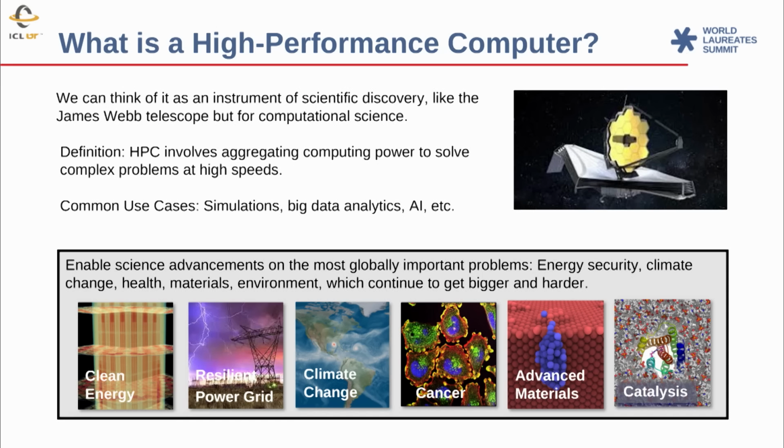Given that we have tremendous advances that happen as a result of using these machines, we use them for clean energy, for looking at the power grid and improving it, for climate change, for cancer research, looking at advanced materials, and also for catalysis. So those are just some of the ways in which we use it.